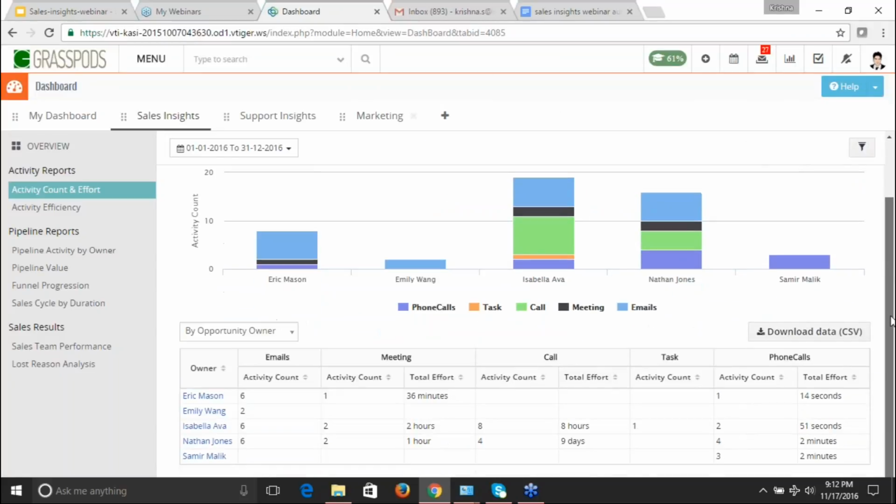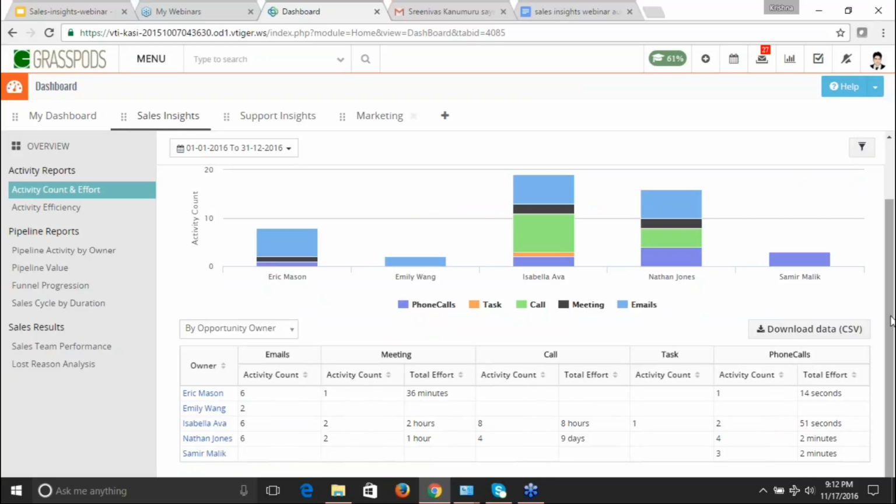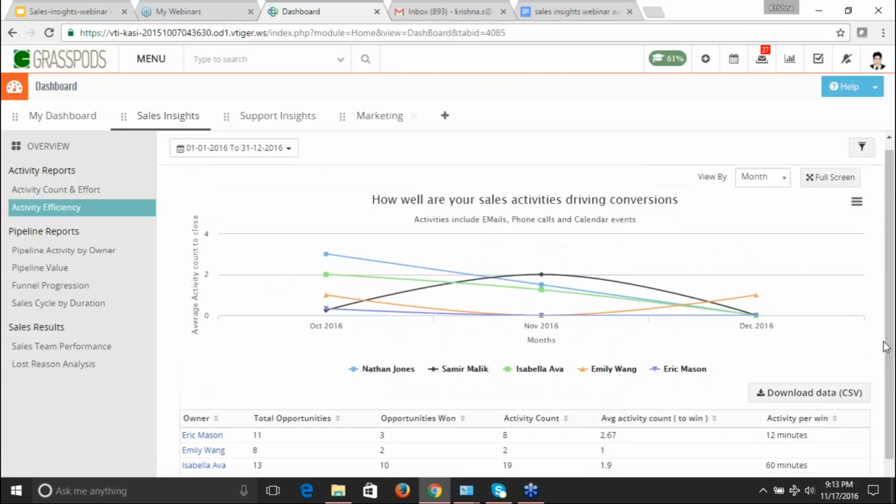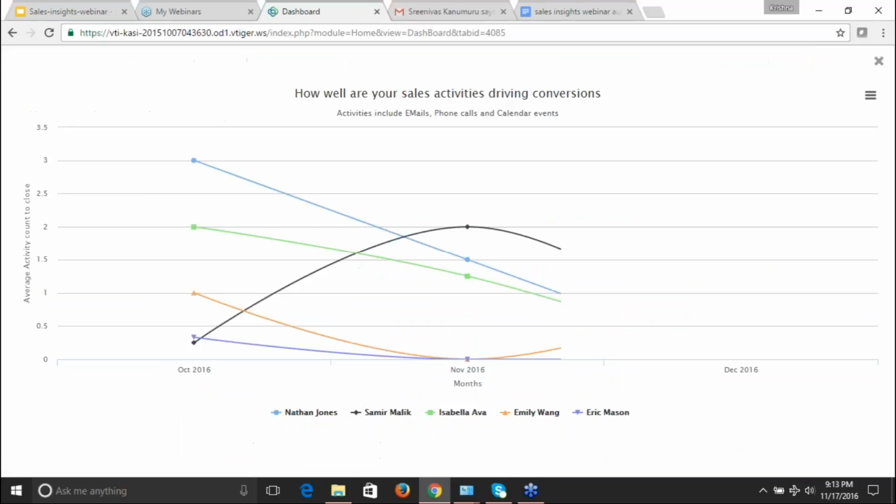And the table below basically breaks down the data presented in the chart. So I'm actually not going to go into the table itself, because probably that's not as interesting as the other stuff I'm going to show. Let's dive into activity efficiency. So for simplicity, I'm going to close off Eric and Emily, and we're going to visualize how Nathan, Samir, and Isabella have been working.